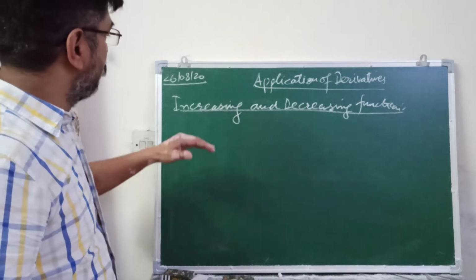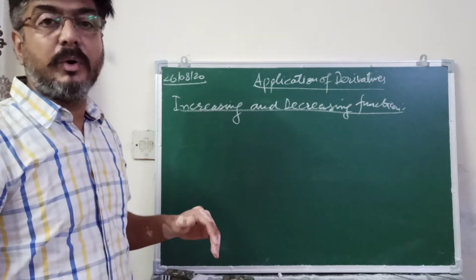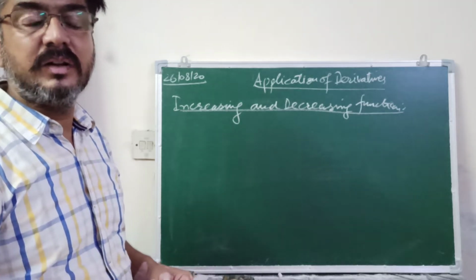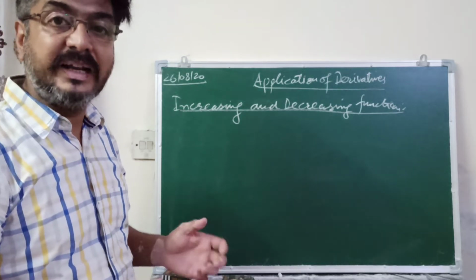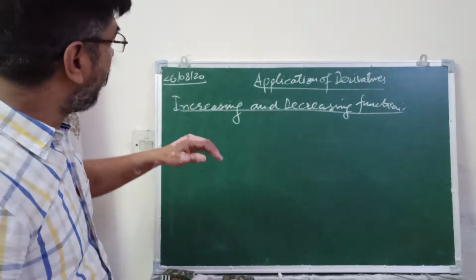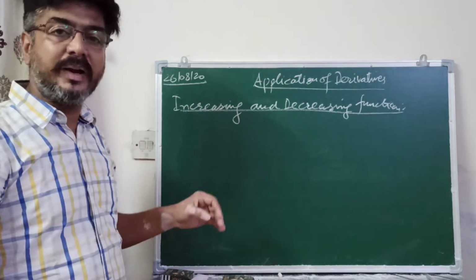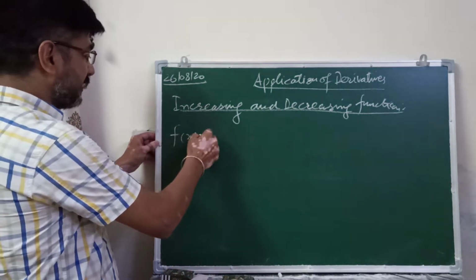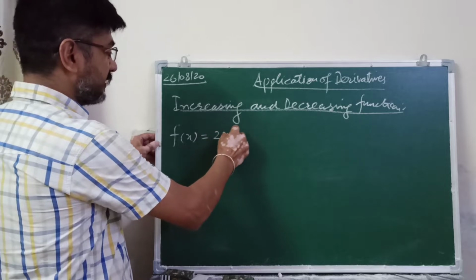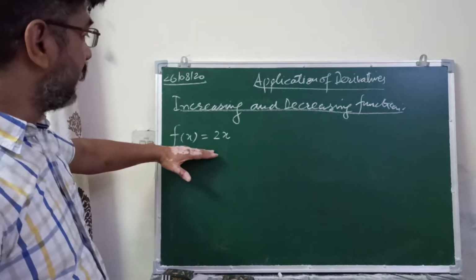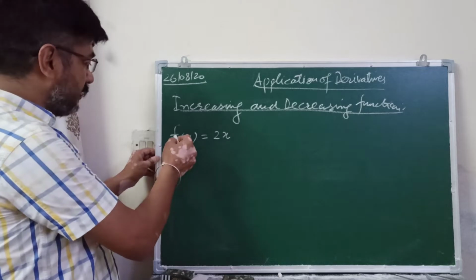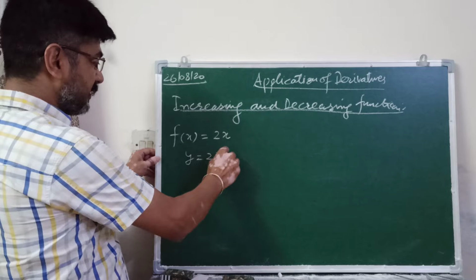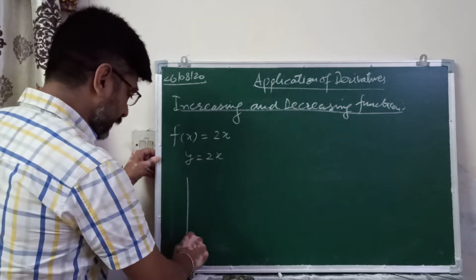First of all, we should make an understanding about increasing and decreasing functions. Such type of functions are called increasing functions and such type of functions are called decreasing functions. So I'll make this understanding amongst you by some examples. We have one example, f(x) = 2x. This is a real valued function. If we draw the graph of this, it is a very simple graph, y = 2x.